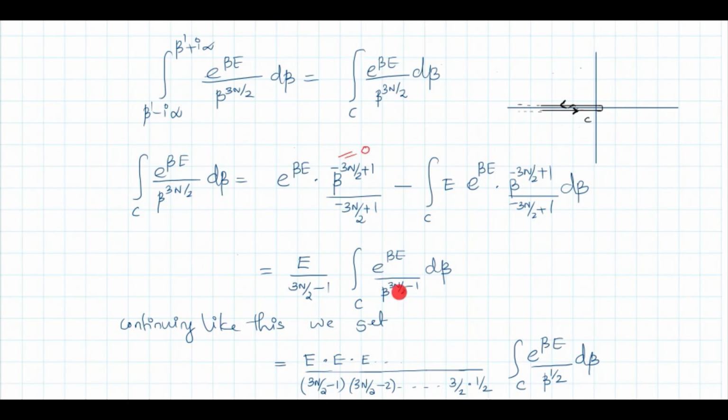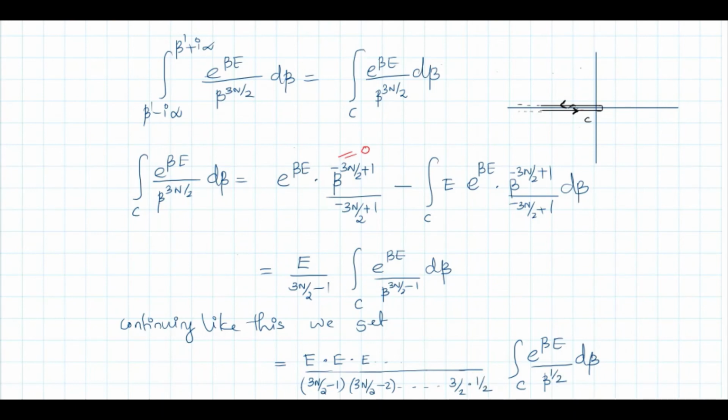Again, continue like this. You will get more and more e's in the numerator. The denominator will become 3n by 2 minus 1, 3n by 2 minus 2, etc., up to half. When the denominator is half, the integral will be the integral of c e raised to beta e divided by beta raised to half d beta. Because when you have 3n by 2 minus 1 here, this is beta raised to 3n by 2 minus 1. So when you reach here as half, it will be beta raised to half.